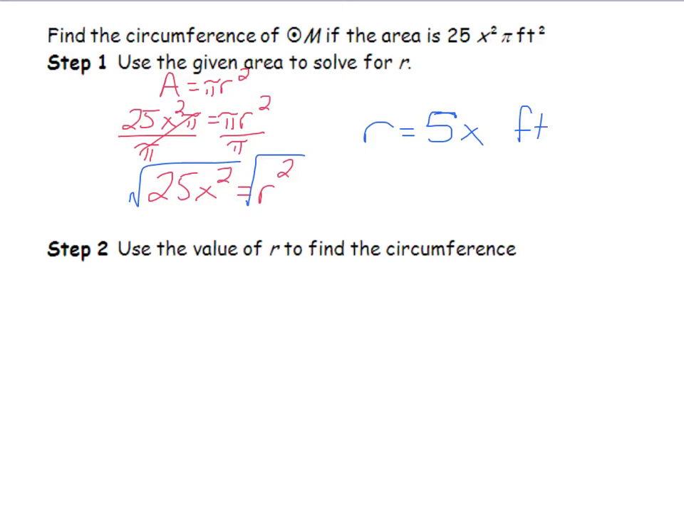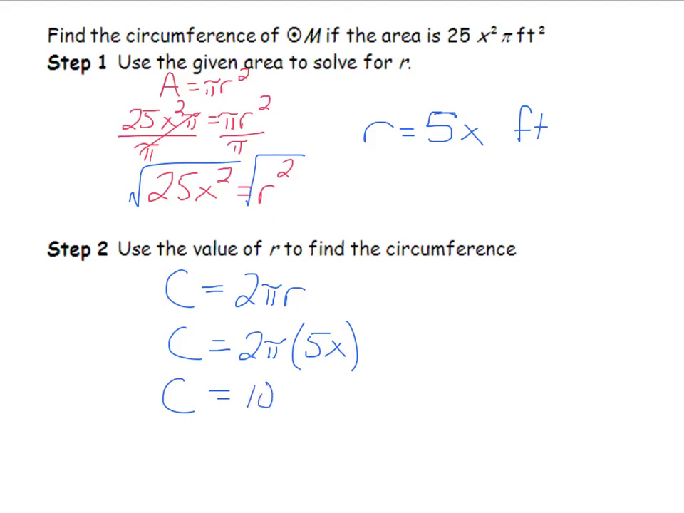Now that you have the radius, that allows you to solve for the circumference. So it was really a two-part question because you can't just jump from area to circumference. You had to solve for your radius first because I need my radius to help me out with my circumference. Now my circumference is 2 pi r. Therefore, my circumference would be 2 times pi times my radius of 5x. And if I multiply my whole numbers together, 2 and 5, that gives me 10. 10 pi x would be my circumference, and if we use units, it would be in terms of feet.